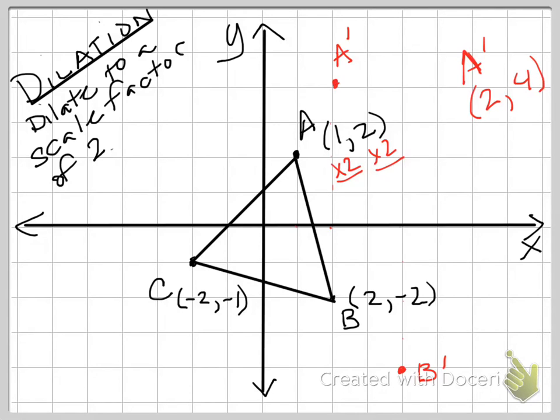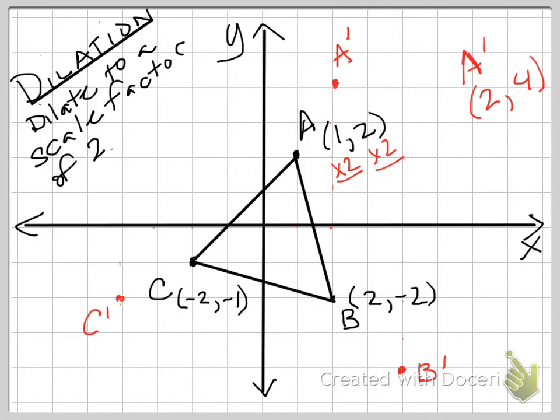And same thing with C. Negative 2 times 2 is negative 4. Negative 1 times 2 is negative 2. So it's going to be at negative 4, 1, 2, 3, negative 4, and then down 2, 1, 2, is right here. So there is C prime.